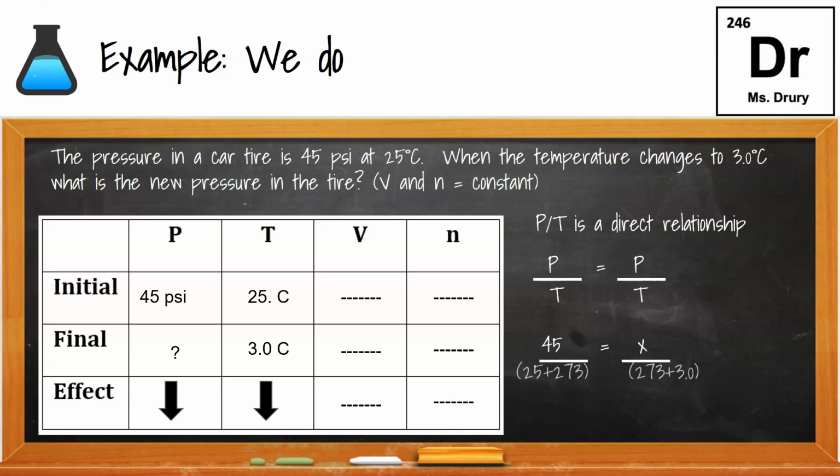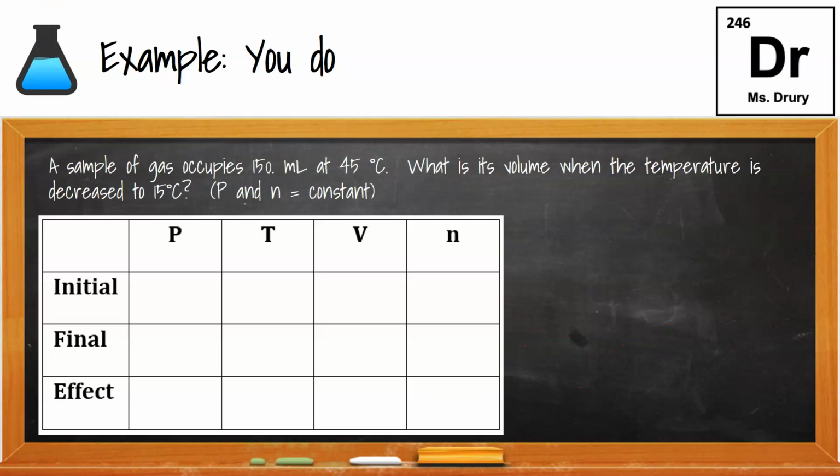The temperatures have to be in Kelvin, so I add 273 to both numbers, or you can plug them in the way it would come out in your calculator. Cross multiply and divide, and the answer came out lower than 45 as we predicted at 41.7. Technically with sig figs, I would just write 42. Now you're going to do this.